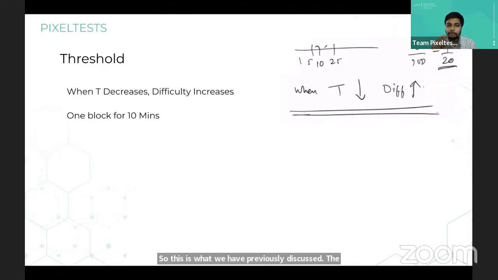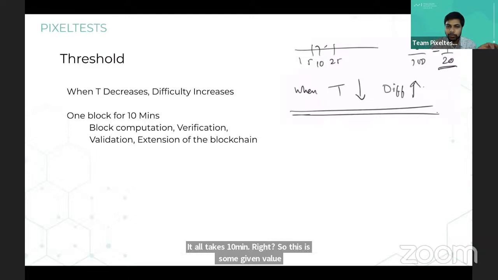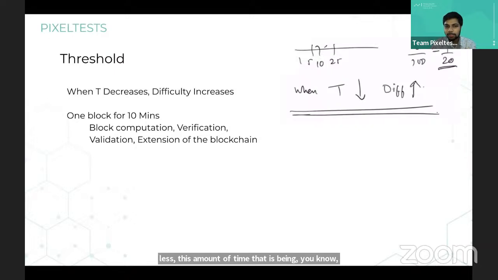The time it takes for creation of a block with all the computation, verification, validation, and adding that block to the previous blockchain is 10 minutes, right? This is a given value that we have. Now how do we set a threshold value so that the time consumed for creation of a block is always roughly 10 minutes? Some people, if they have a supercomputer, might be able to generate the block in 5 minutes only, and we do not want that. We do not want a few miners to use high computational power and generate a block in less than 10 minutes.